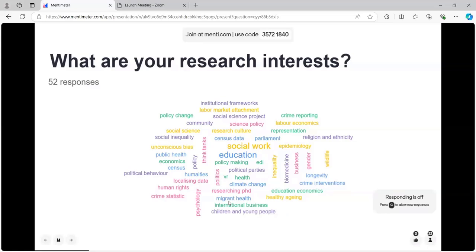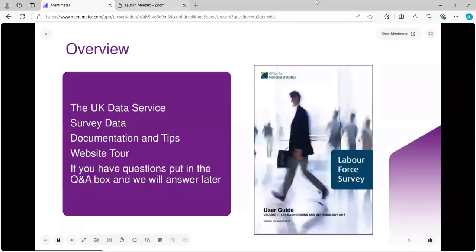Okay, so that's timed out now. So lots of different areas here. So social work and education seem to be the biggest, but there's stuff around the labour market, policy change, climate change, religion and ethnicity, ageing, crime, psychology, etc. I can't read all of them off that screen, but a broad range of interests. So now I'm going to hand over to Placide to present this part of the session.